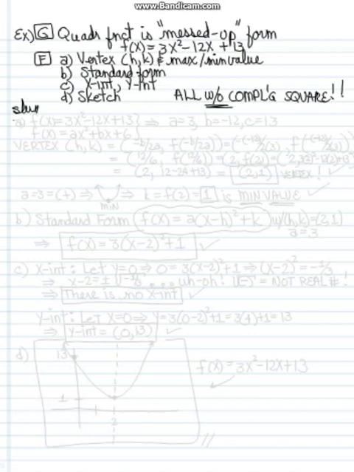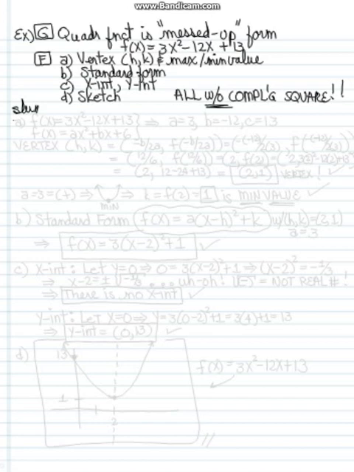Well, we know how to take a quadratic function that's given to us in messed up form, like f of x equals 3x squared minus 12x plus 13, and we know how to graph it by completing the square. It takes a lot of steps, but it works.